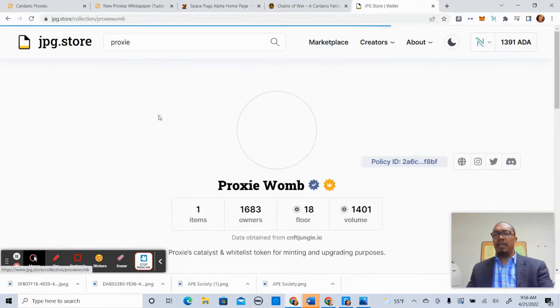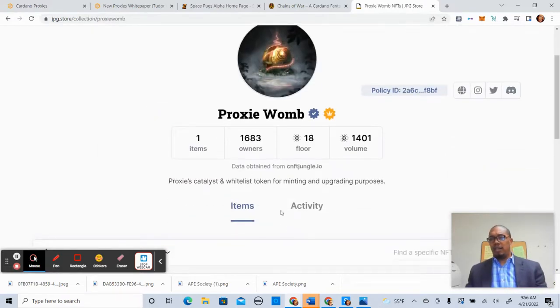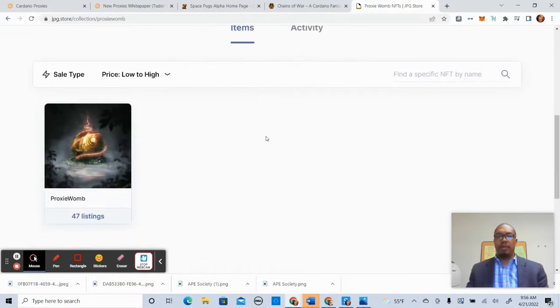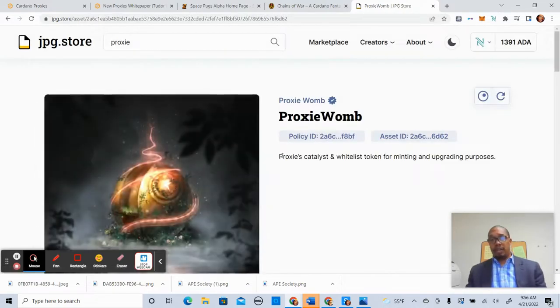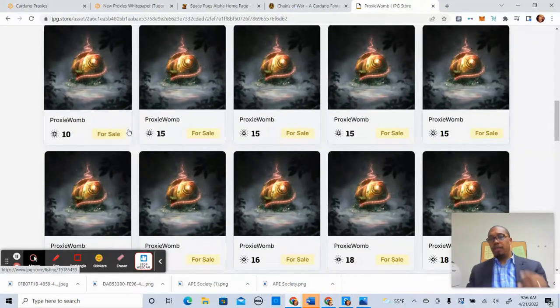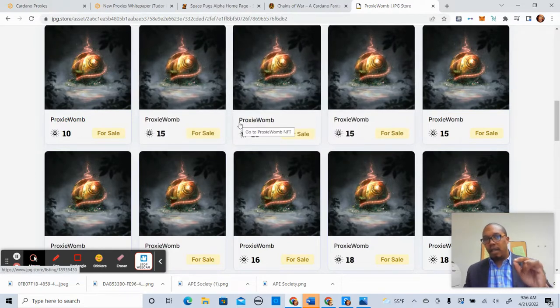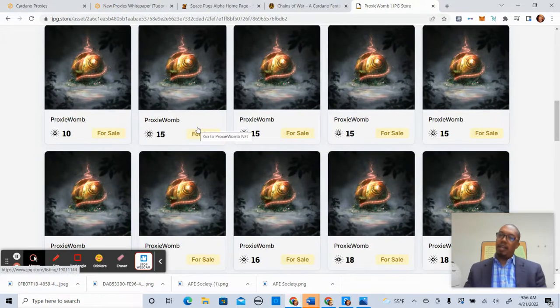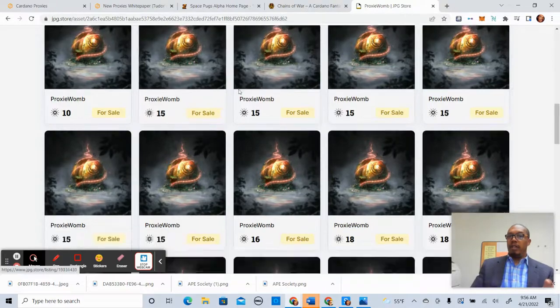I want to help you guys out, folks that want to get into the project that may not have had the opportunity, right? So there's 47 listed right now. You can get them for as little as 10 ADA. I mean, there's only one. But if you wanted them in early, hypothetically speaking, let's say you wanted to mint three, right? If you're paying 70 ADA plus you're buying these, you're still getting a discount compared to that 100 ADA.